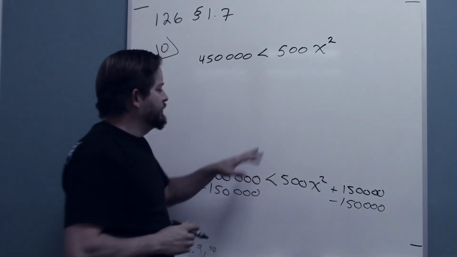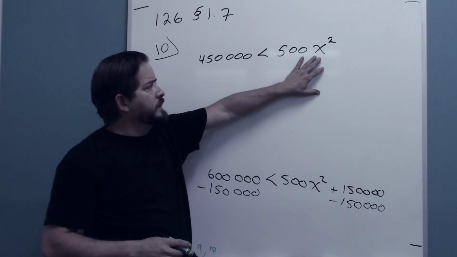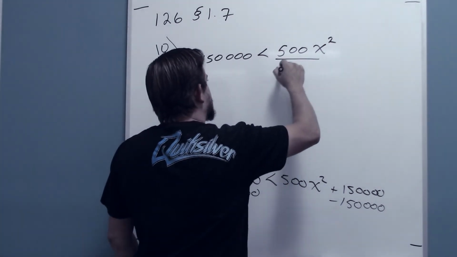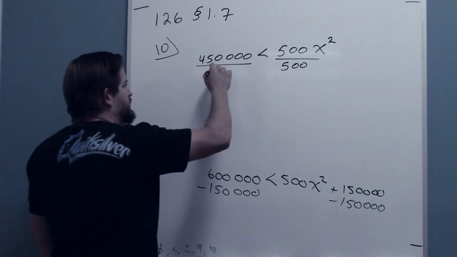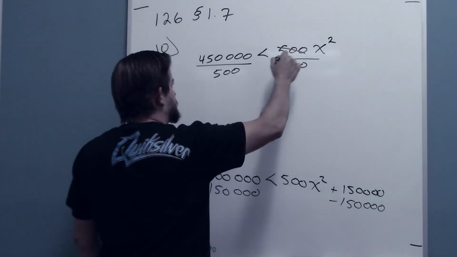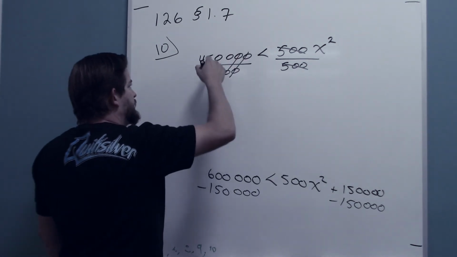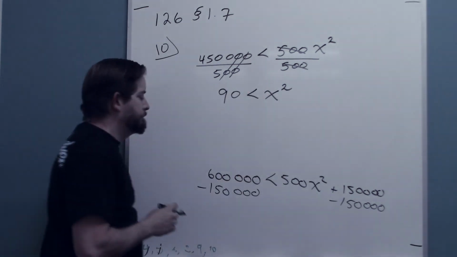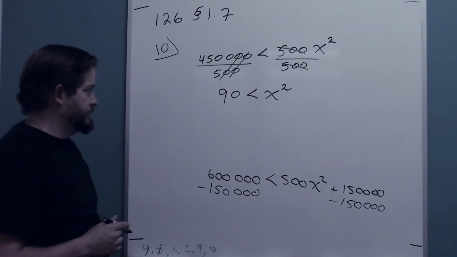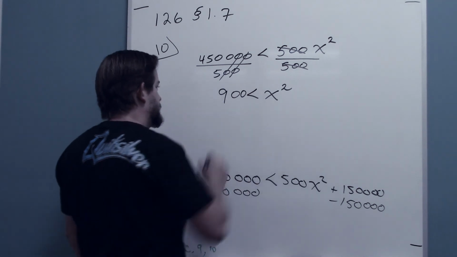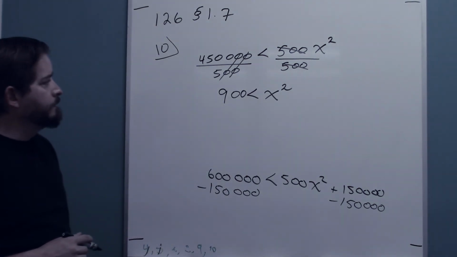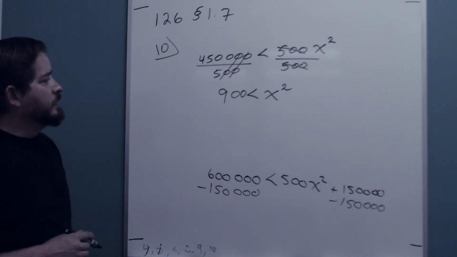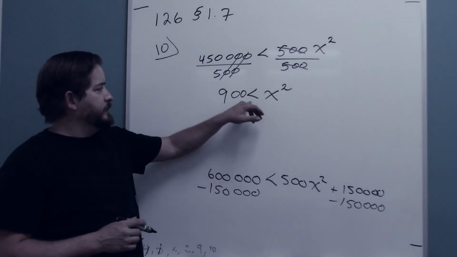Right. Now I've got an x squared here, but that's okay, I'll deal with that in a minute. I'm going to divide each side by 500. Everything that I've been dealing with here is positive numbers, so I don't have to worry about any switching of the signs. That gives me 900. And now I have x squared has to be greater than 900.